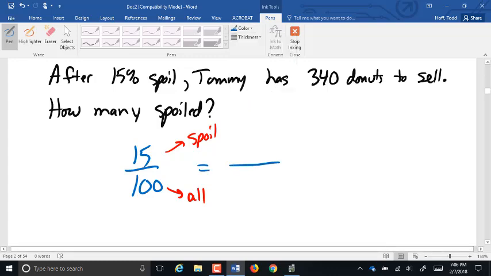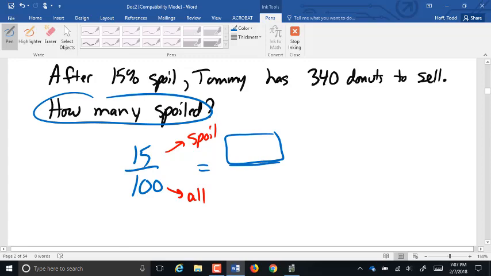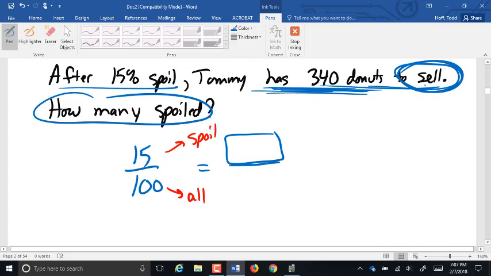On the other side, we have two things. We have a number we're given and a number we're looking for. We are looking for how many spoil. So this is the number we're looking for. Now, a lot of people will blindly put the 340 on bottom. There's a problem there. Does 340 represent all donuts made? It's the ones that sell. It's the ones after the spoilage. So that does not represent the 100%.